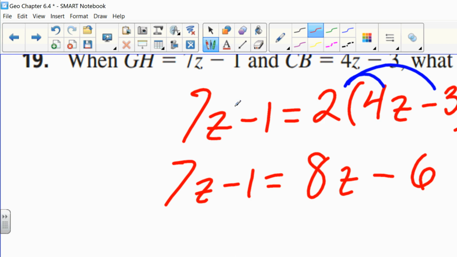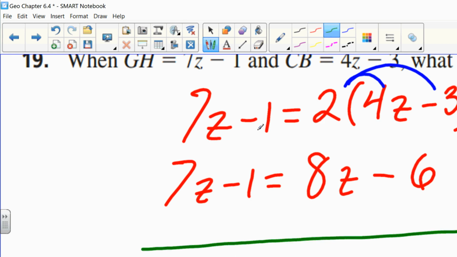Now what do we do next? Right, we would need to get them on the same side, yes? We can do that by subtracting 8z from both sides or subtracting 7z from both sides. I'm inclined to subtract 7z, mainly because 8z minus 7z would be a positive 1z. If we do it the other way, we would get a negative 1z. We would still get to the same answer. We would just have to deal with the negative z, making it positive again.